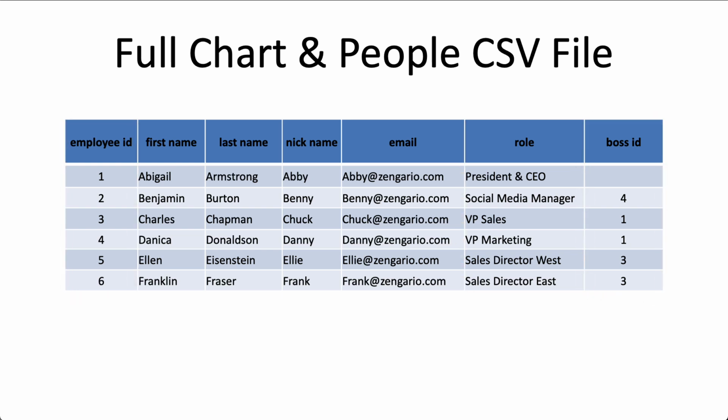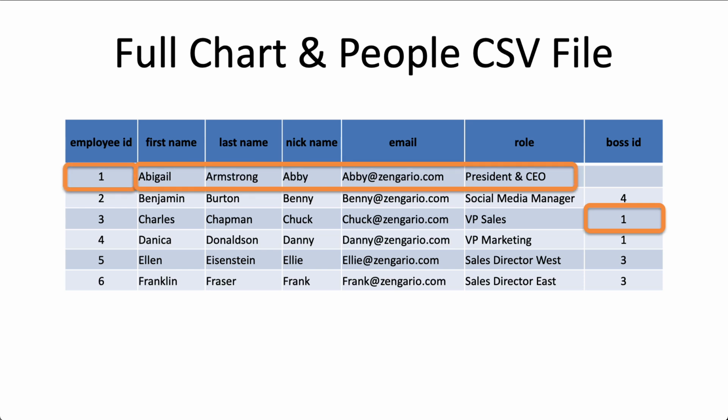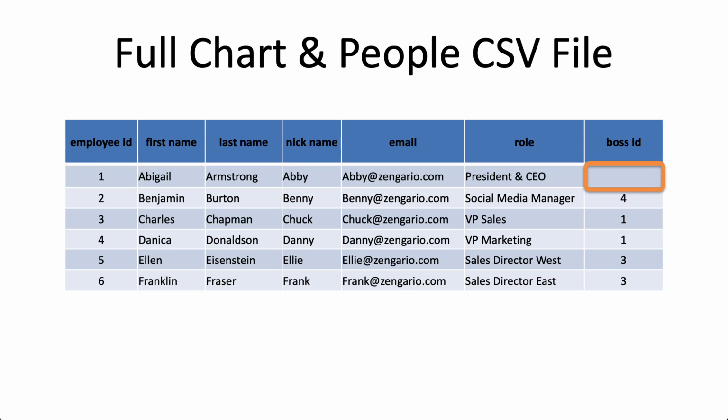In our example, you can see that we simply use numbers so that Charles here, as our VP of Sales, reports to the person in the row with the unique ID of 1, which is Abby, our CEO. And you also notice that Abby, our CEO, does not have an entry in the boss ID column. And so the CEO role will be at the top of the chart.